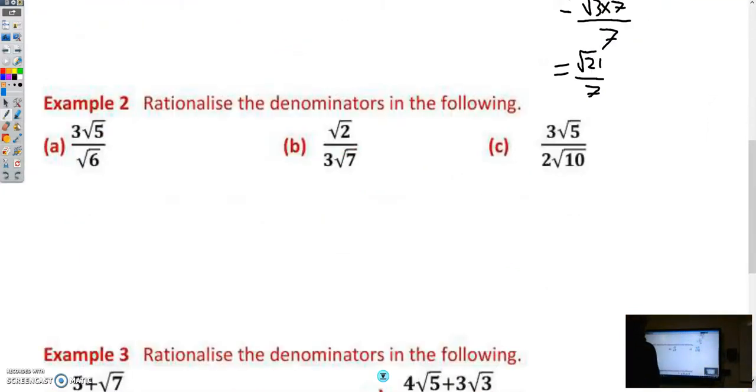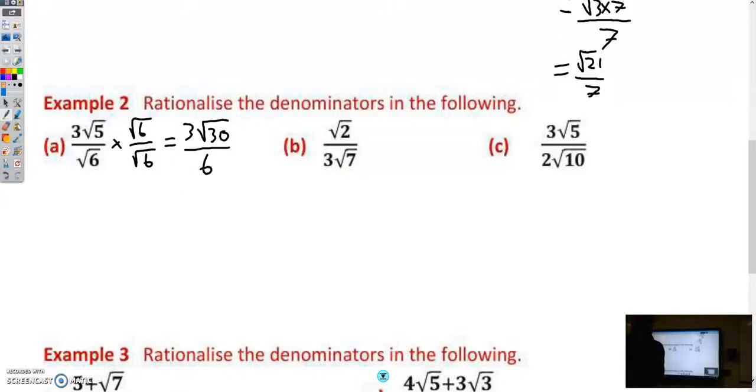Example 2. We're looking to rationalize the denominators in the following. Now, in these examples, there is a surd in the top and the bottom, so the numerator and the denominator. The process is still the same. We're still going to multiply A by root 6 over root 6, sorry. That's going to give us 3. The surds will multiply together, so we have root 6 times root 5. We get root 30. Divided by 6.